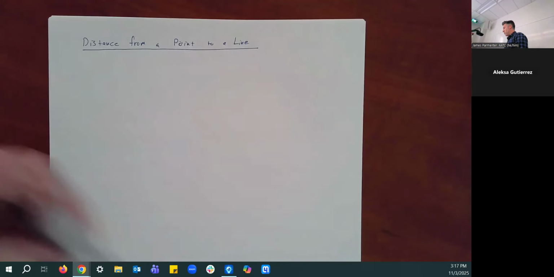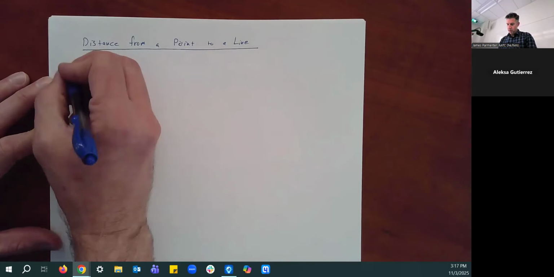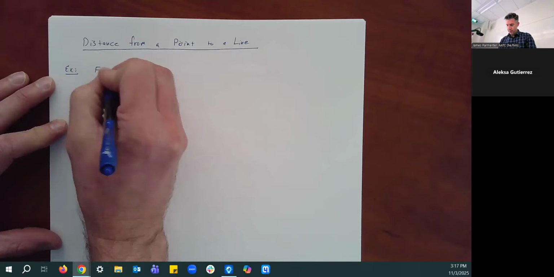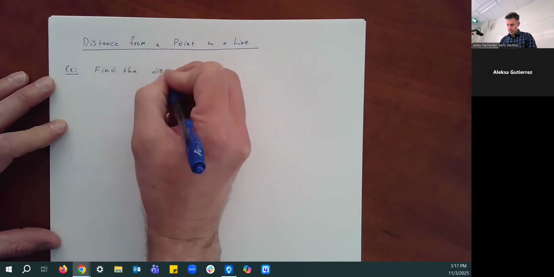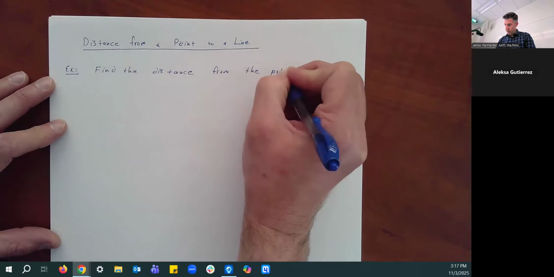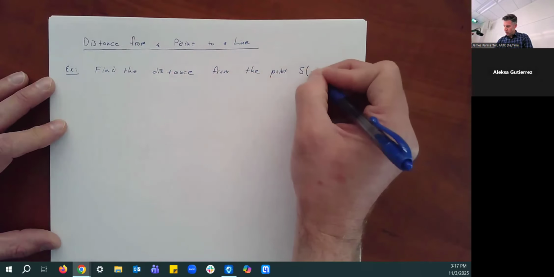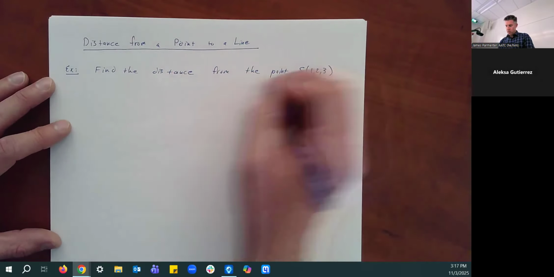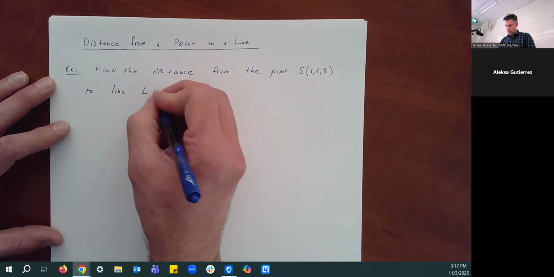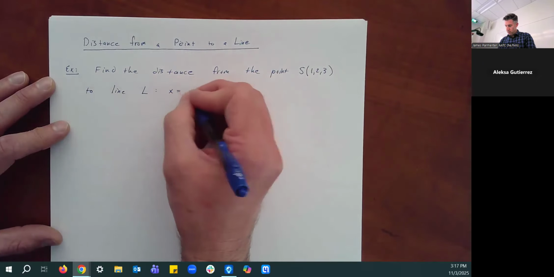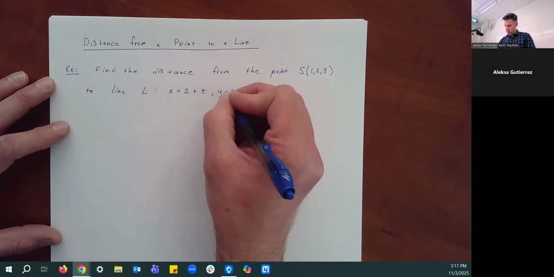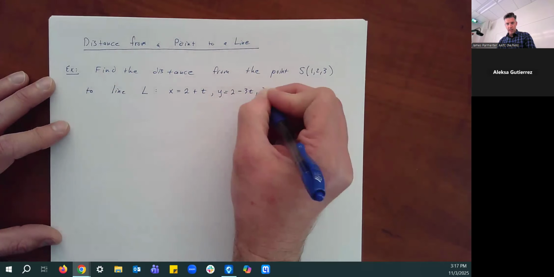And we'll do this via example, but then we'll write out a generic formula here. So here's our problem. We want to find the distance from the point, and we're going to label the point as S. It's going to be the point (1, 2, 3), to the line L given by the parametric equations x equals 2 plus t, y equals 2 minus 3t, and z equals 5t.